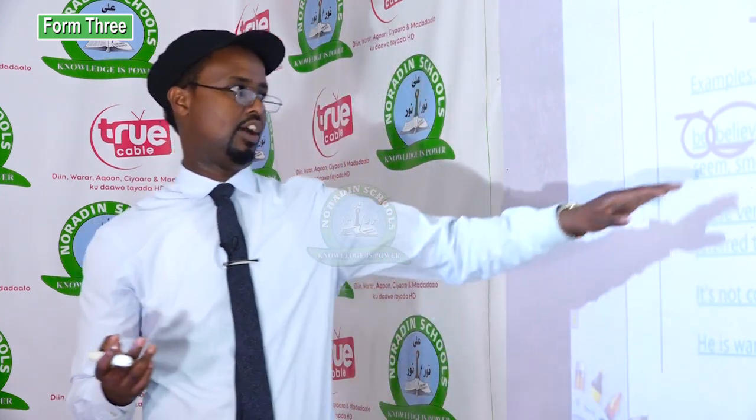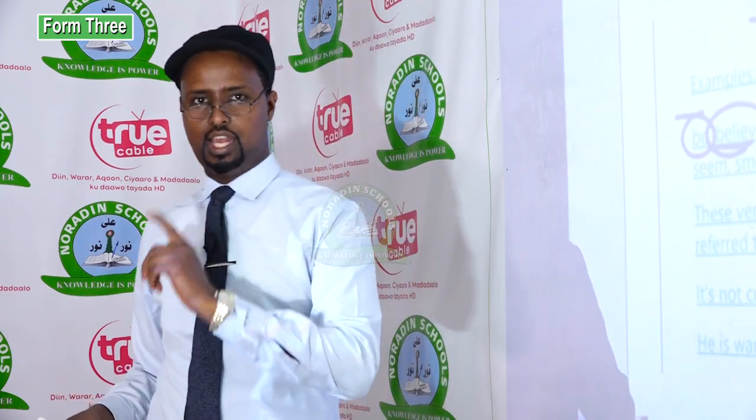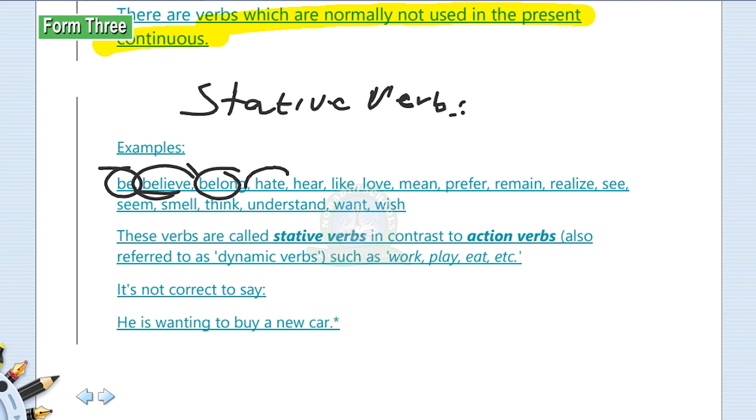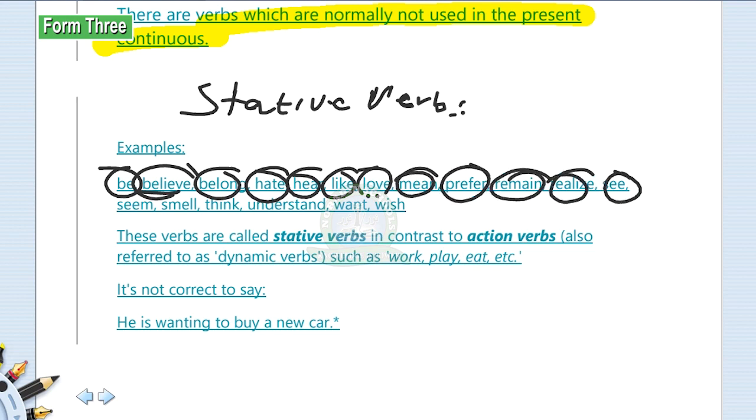Sometimes you will see the verbs I'm telling you, they don't take the ing form. You will see in some books they do take the ing form. So don't forget that English is a very flexible language. Belong, and then what? Hate, and what? Hear, like, laugh, mean, prefer, remain, realize, see, smell, think, understand, want, wish. They don't normally take the ing form.